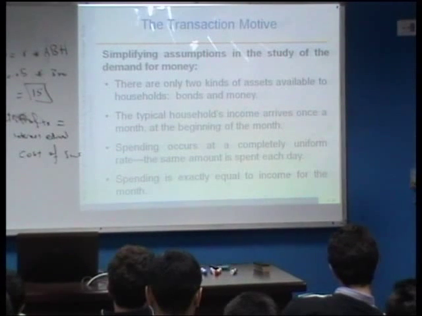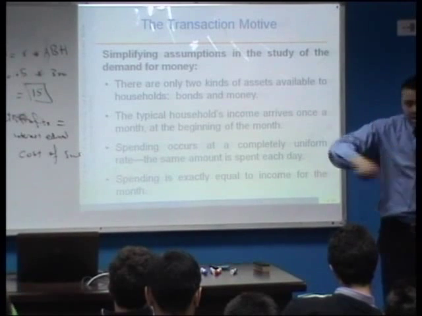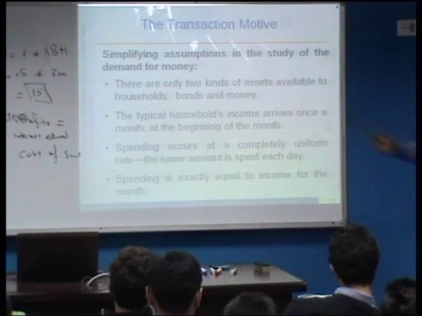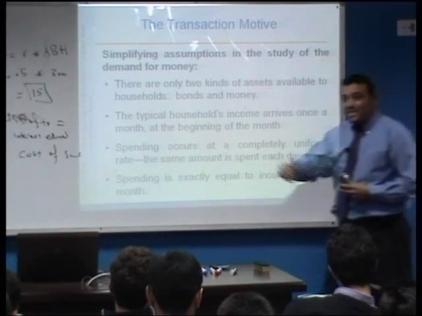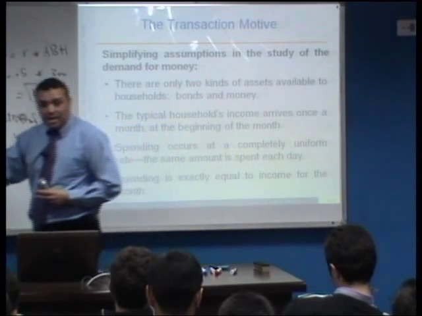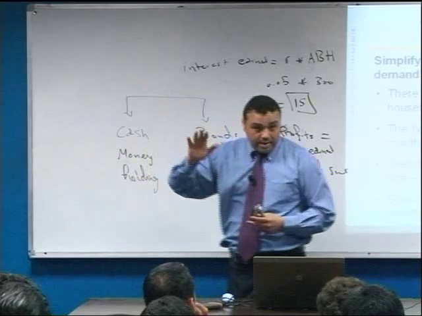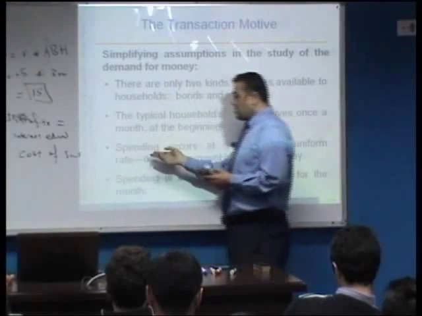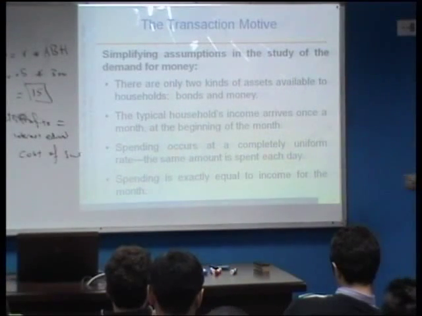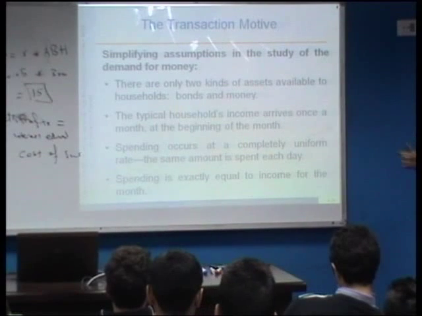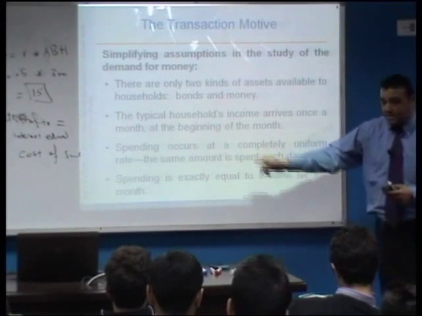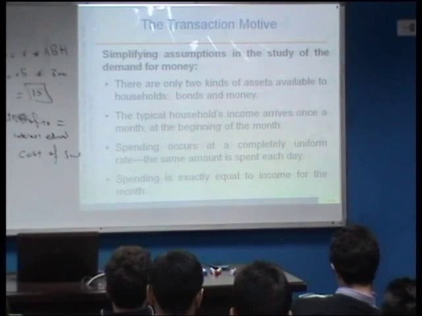The second assumption is that the typical household's income arrives once a month, at the beginning of the month. When does your salary arrive? At the beginning of the month. But this income is spent over the days of the month, and we assume at equal rates. So the third point is that spending occurs at a completely uniform rate. The same amount is spent each day.